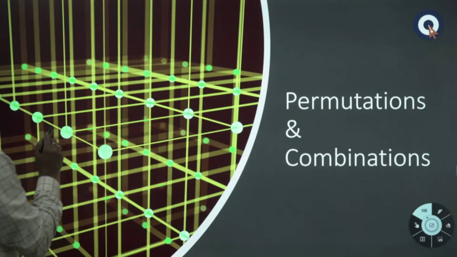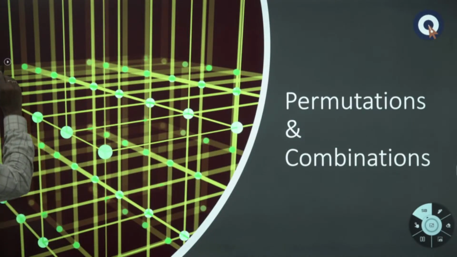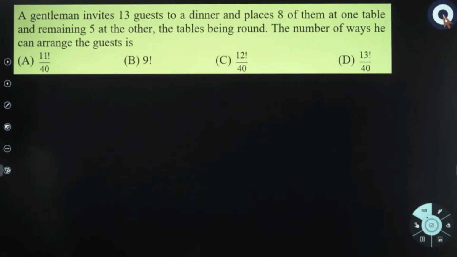So we'll start with some problems. A gentleman invites 13 guests to a dinner and places 8 of them at one table and the remaining 5 at the other.